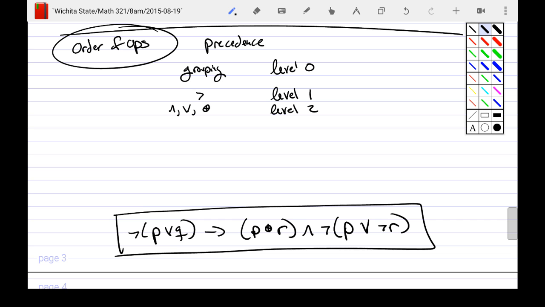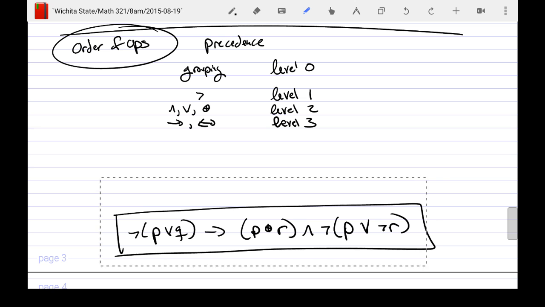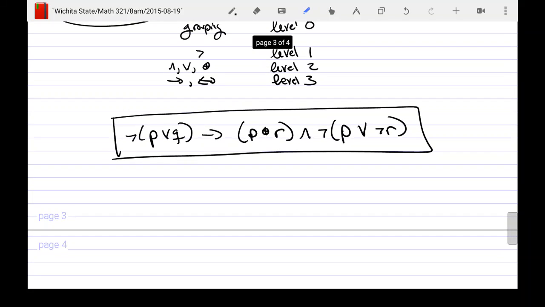And the next one would be implies, and the biconditional would be considered level 3. And so that would tell us that this guy here, if I would do this and I would try to make truth tables, who would I handle first?